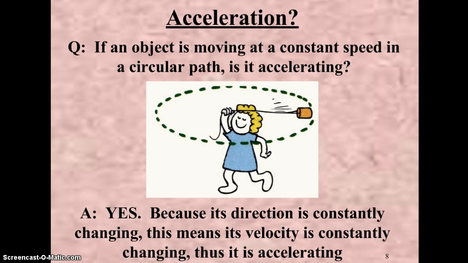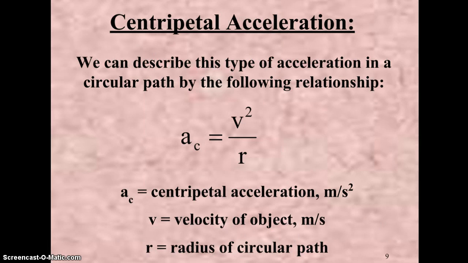Like I said before, if it's constantly changing its direction, then its velocity is changing because velocity is a vector, which is dependent on the magnitude and direction. So by changing its direction, we have an acceleration. If we have a change in the velocity, we have an acceleration, and in this case, we're calling that acceleration the centripetal acceleration. And that equation is your velocity squared, your centripetal velocity squared, divided by the radius of the circular path.